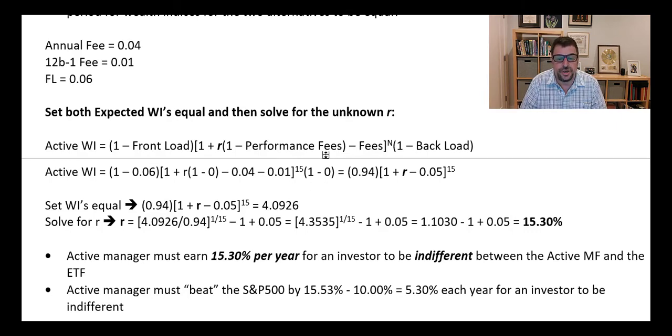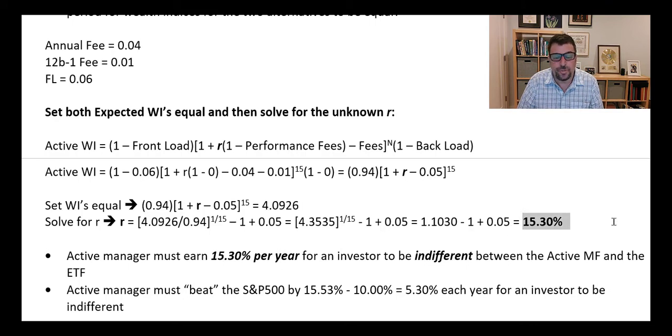Again, for 15 years, no back end load, and so I get 0.94, well, minus 0.06, times 1 plus R minus the 5% to the 15th power must equal what the ETF is going to equal. And so I set this equation equal to the value I solved for before, and now I want to solve for the R. And I first divide by the 0.94, and this accounts for the fact that only 94% of my money actually makes it into the fund. I take that to the 1 over 15th, I subtract 1 plus 0.05, and I end up with 15.30.